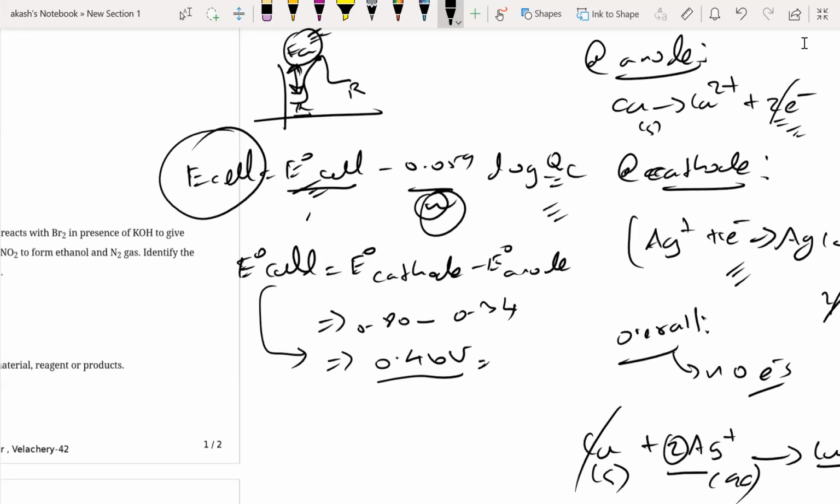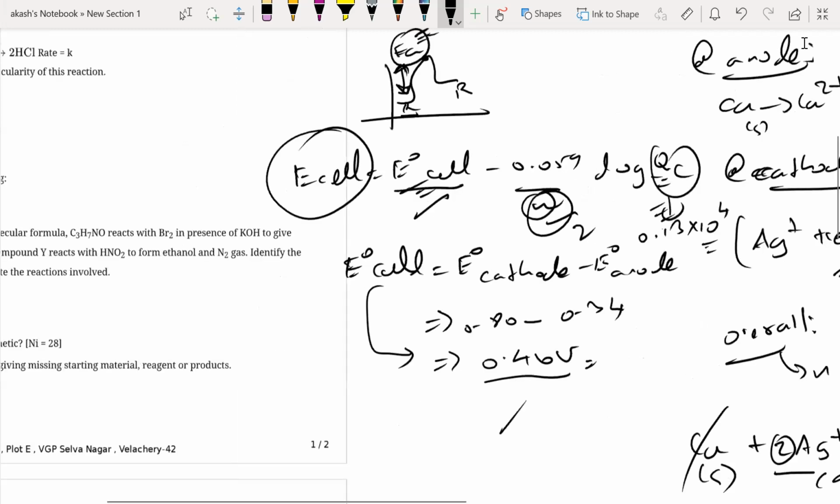E naught cell is known, 0.46. The N value we know is 2. The QC value is 0.13 in 10 to the power 4, because 10 to the minus 4 is in the denominator, you take it to the numerator and get 10 to the power 4. You know all the values, substitute and get the answer done. Very simple. Okay, fine. Next question.